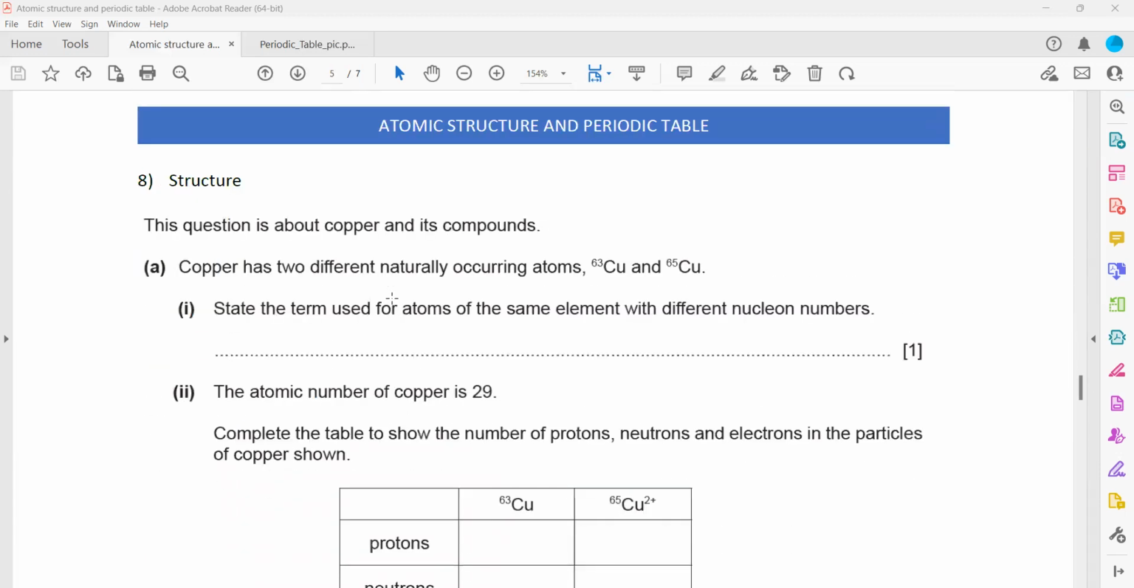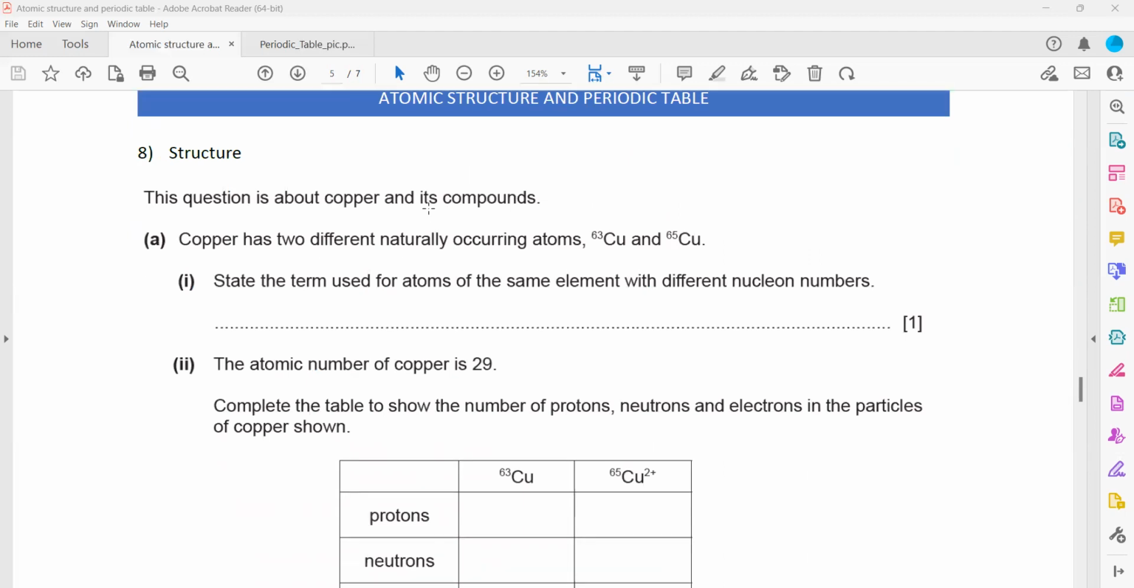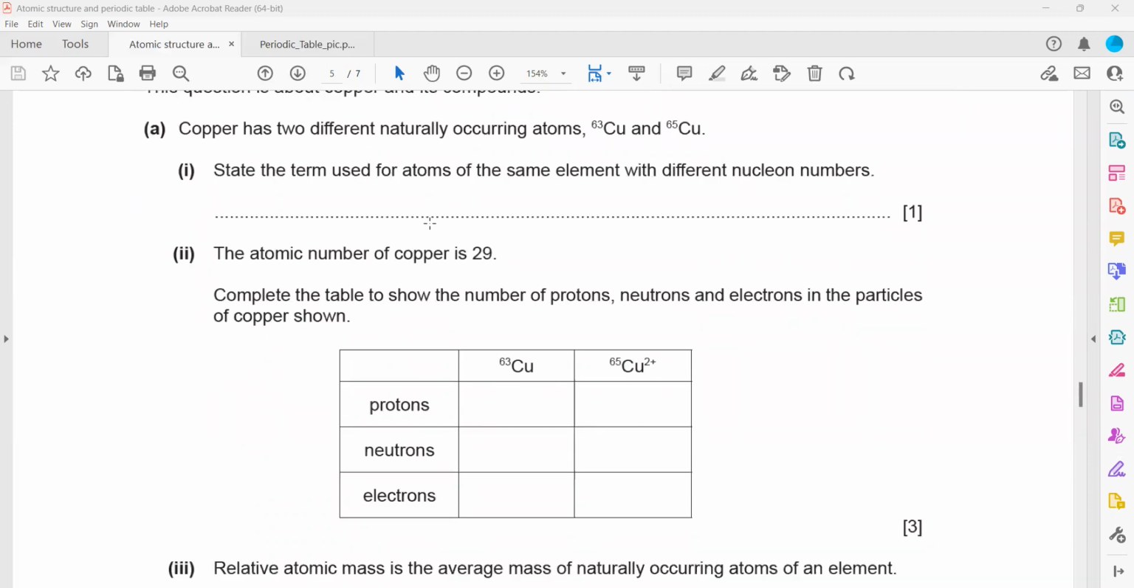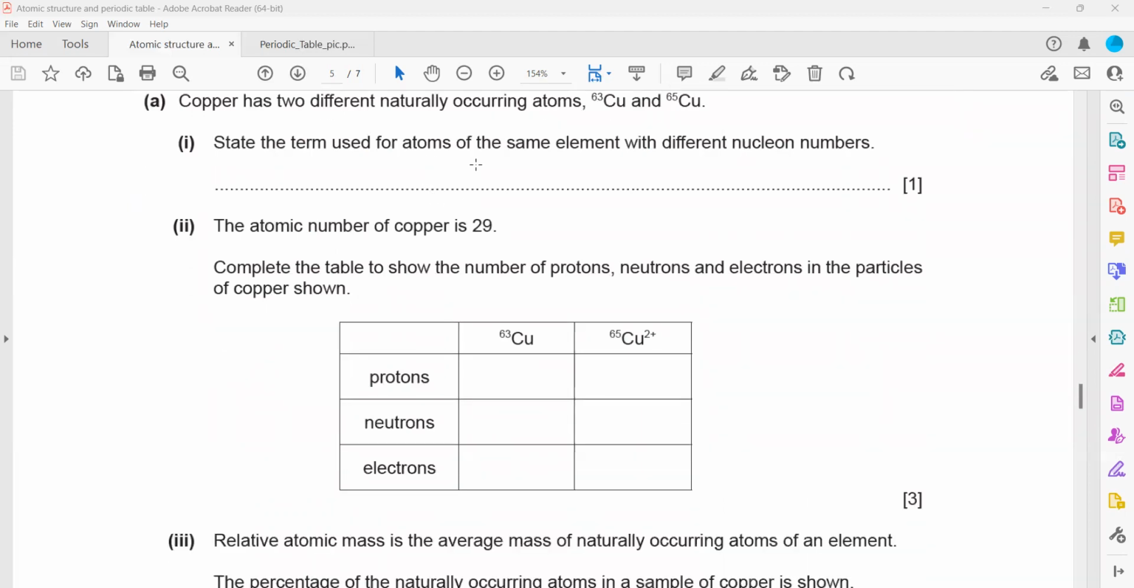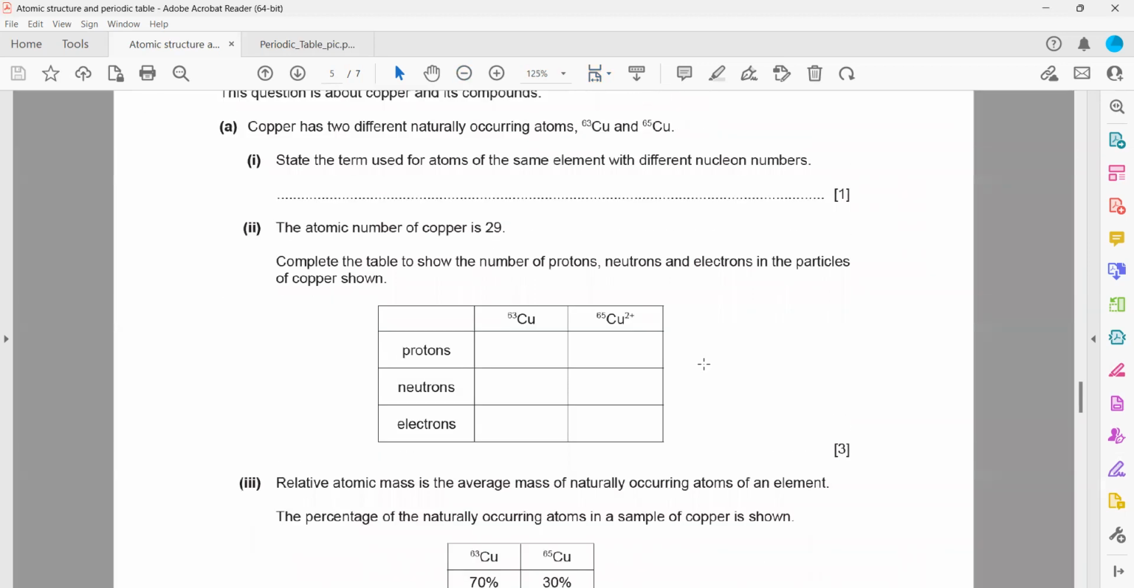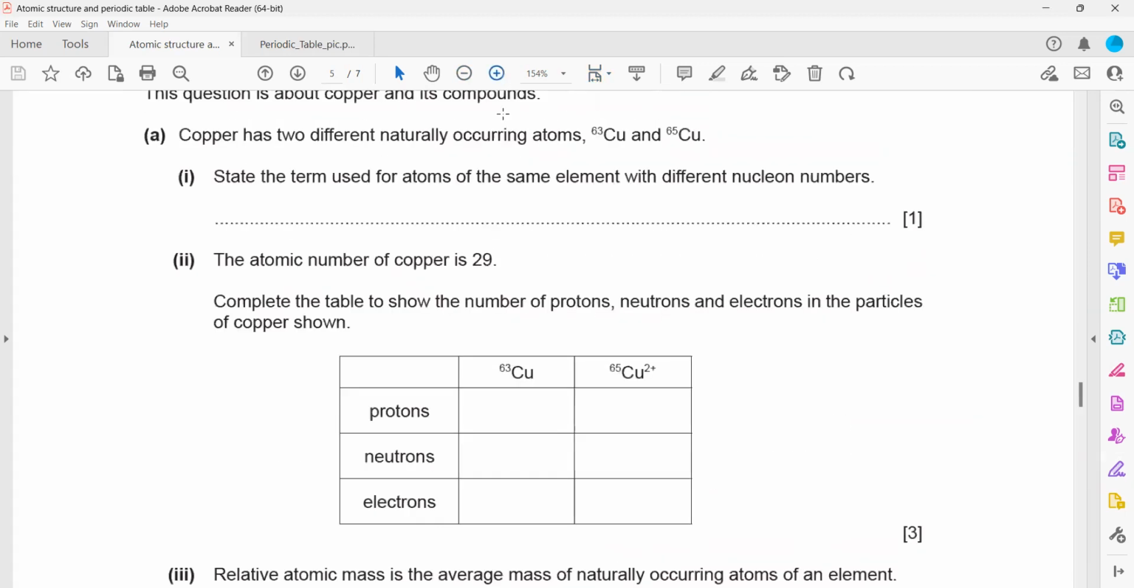This question is about copper and its compounds. Copper has two different naturally occurring isotopes, 63 and 65. State the term for atoms of the same element with a different nucleon number. So what we call them is isotopes.